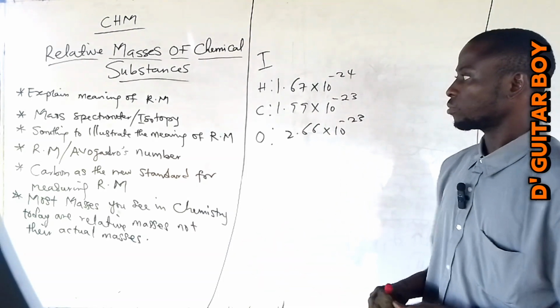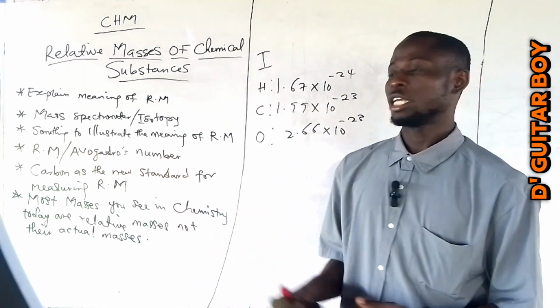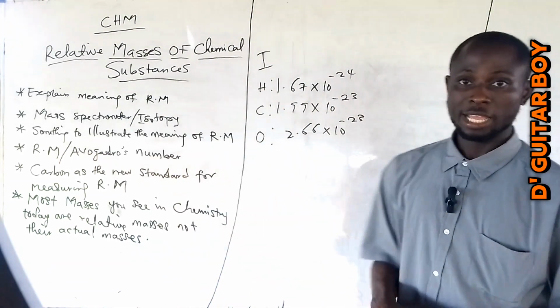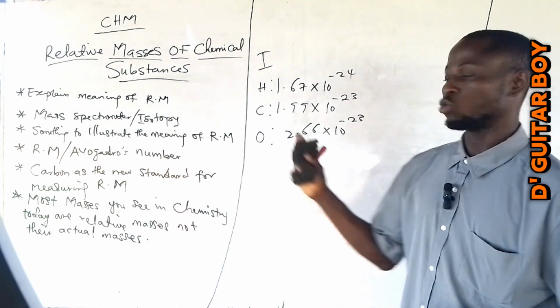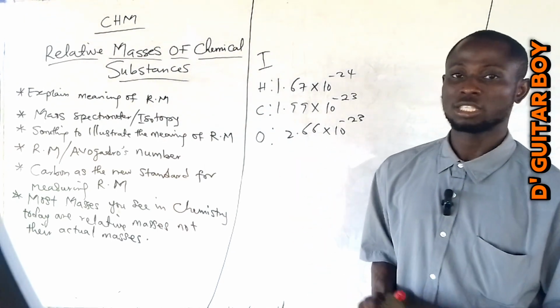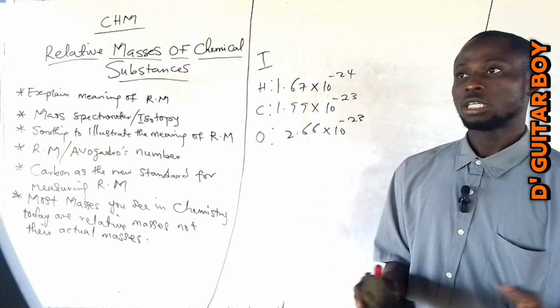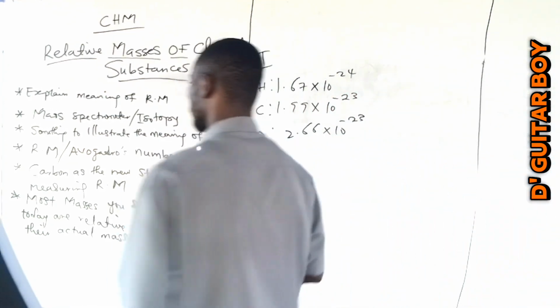So that's how they used it in the early days with hydrogen as the reference. But today we don't use hydrogen as reference. However, we now use carbon as reference. I'm going to explain that. Then from hydrogen, I will move to carbon, then conclude from there.